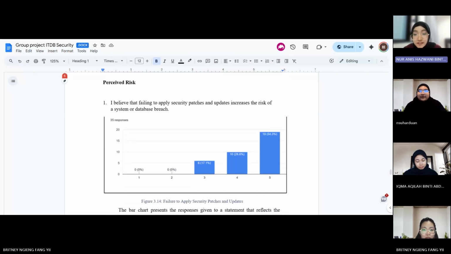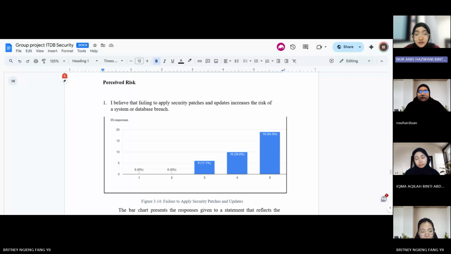For perceived risk, in figure 3.14, security patches and updates. For our first point, 82.9% of students agree that failing to update security patches is a major risk. This shows that most students understand the importance of keeping software up to date to prevent breaches.